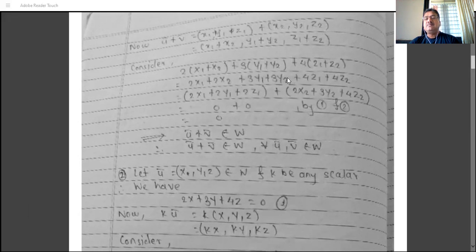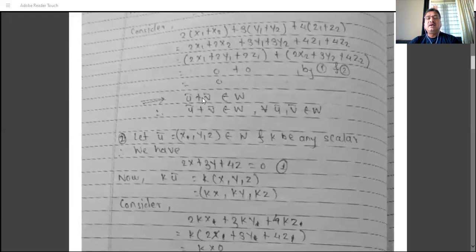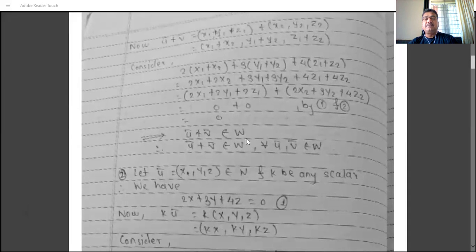2x1 plus 3y1 plus 4z1 in one bracket, and in another bracket 2x2 plus 3y2 plus 4z2. The value of each bracket is 0, since 2x1 plus 3y1 plus 4z1 is 0, and 2x2 plus 3y2 plus 4z2 is 0. So 0 plus 0 is 0, and then U bar plus V bar belongs to W, because U bar plus V bar satisfies this condition, that is 2 into (x1 plus x2) plus 3 into (y1 plus y2) plus 4 (z1 plus z2) is equal to 0, and therefore U bar plus V bar belongs to W.